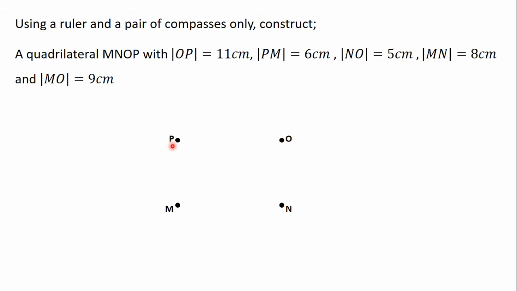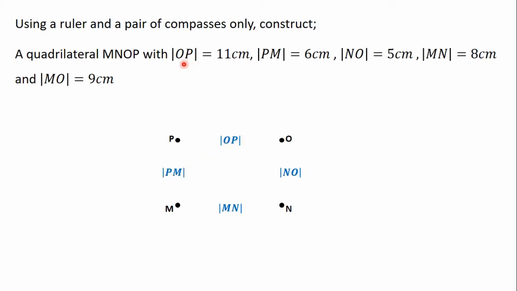So one vertex of the quadrilateral is M, another one is N, another one is O, and the last one is P. If we join point M to point N, we will get the side MN. If we join point N to point O, we will get the side NO. If we join point O to point P, we will get the side OP. And if we join point P to point M, we will get the side PM. So this quadrilateral has the sides MN, NO, OP, and PM.